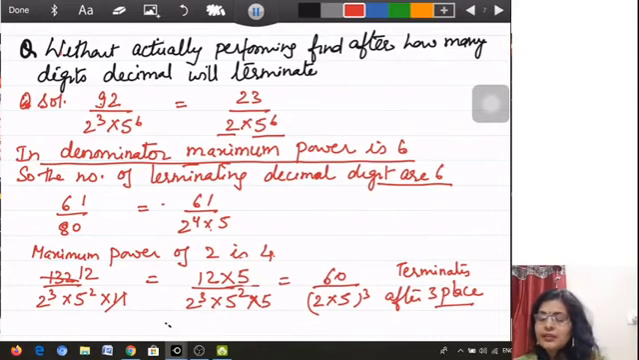Here this is 61 upon 80. So 61 upon 80, what does it bring? 16 times 5 is 80. So the highest power is 4. So it will terminate after 4 digits.